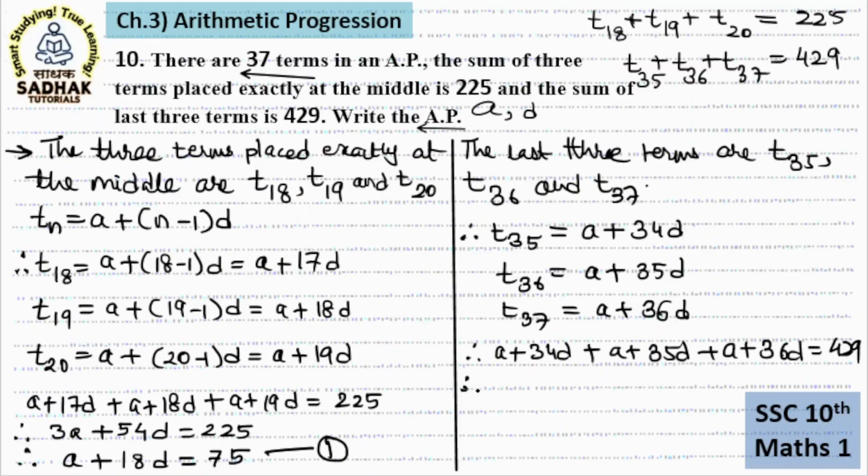So when we add these terms, we get 3A plus 34 plus 36 will give us 70, 70 plus 35 will give us 105, D is equal to 429. Now all these three numbers are divisible by 3, so let us divide them by 3. So we'll get 3A divided by 3 is A, 105 divided by 3 is 35D, and 429 divided by 3 is 143. Okay, so this is our second equation that we have got.